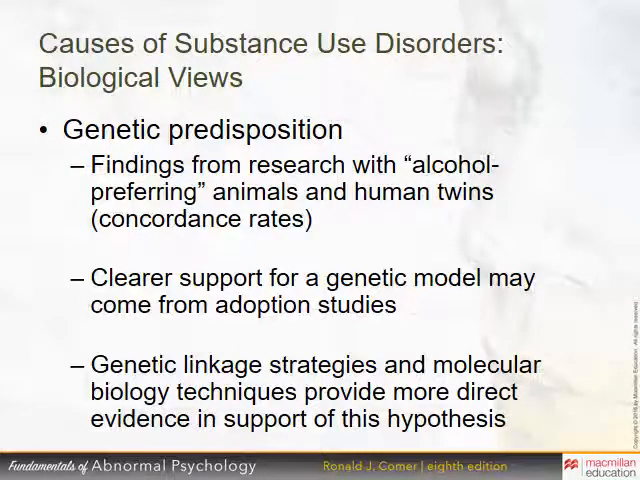From the biological perspective, we can see some evidence there could be genetic predispositions for use. Findings from research with alcohol preferring animals and human twins are fueling that perspective. Clear support for a genetic model may come from adoption studies, and genetic linkage strategies and molecular biology techniques provide more direct evidence in support of this hypothesis.